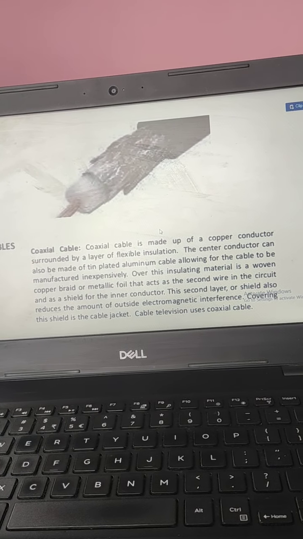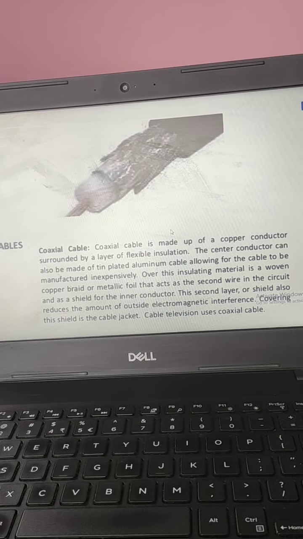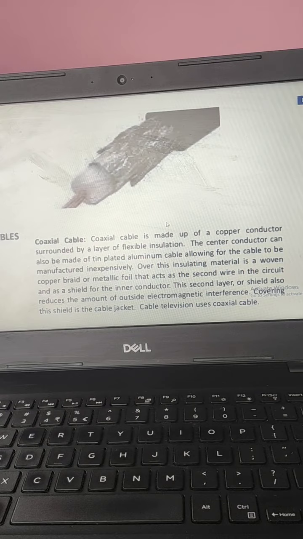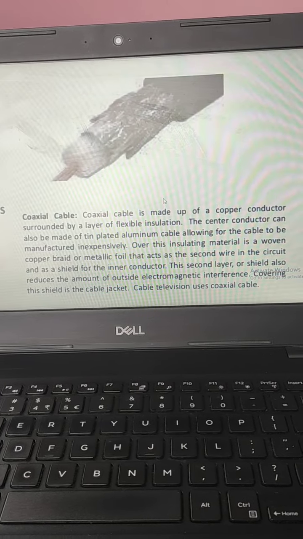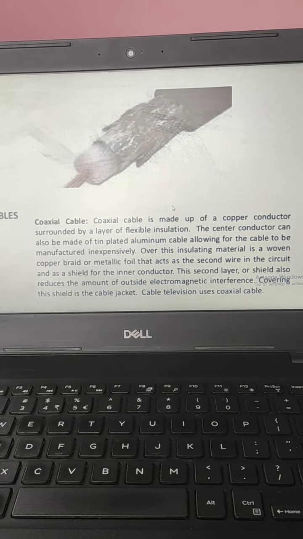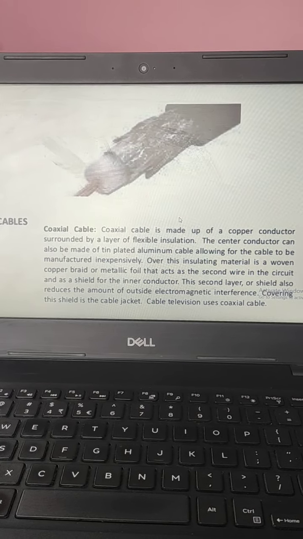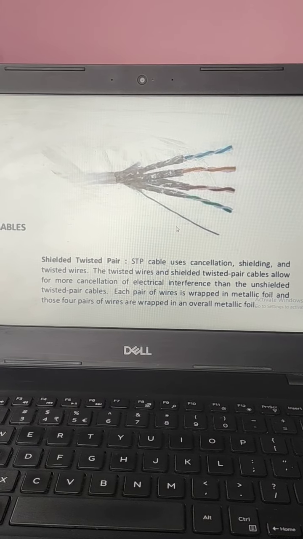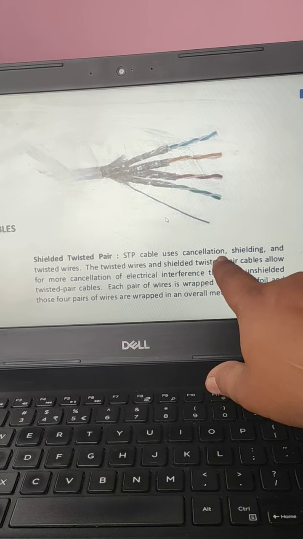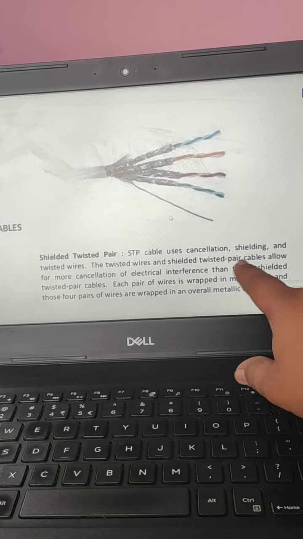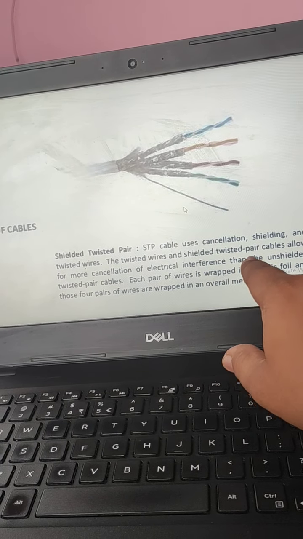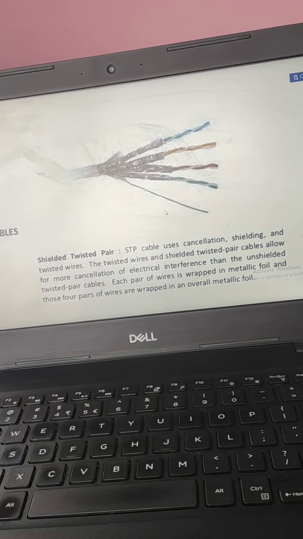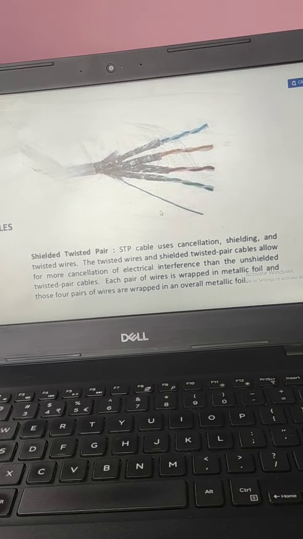The second layer, or the shield, also reduces the amount of outside electromagnetic interference. Covering the shield is the cable jacket. The application of this is cable television. The next one is shielded twisted pair, that is STP. In STP cable, cancellation, shielding and twisted wires are used. The twisted wires and shielding in twisted pair cables allow for more cancellation of electrical interference than unshielded twisted pair.